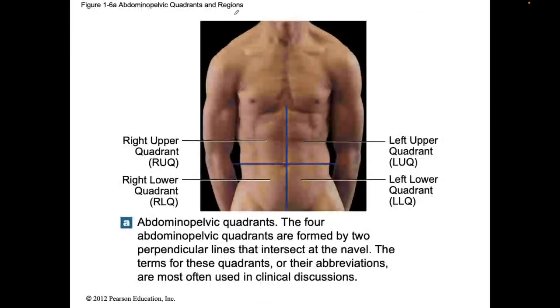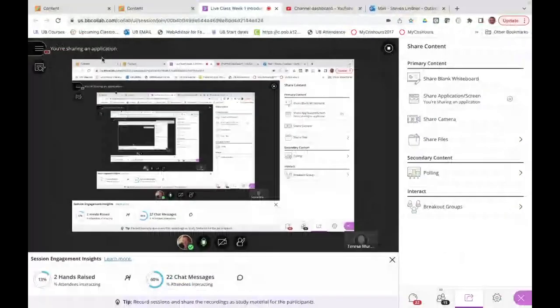Okay, good place to take a break. When we come back, we'll talk about the 4 quadrants and the 9 regions.